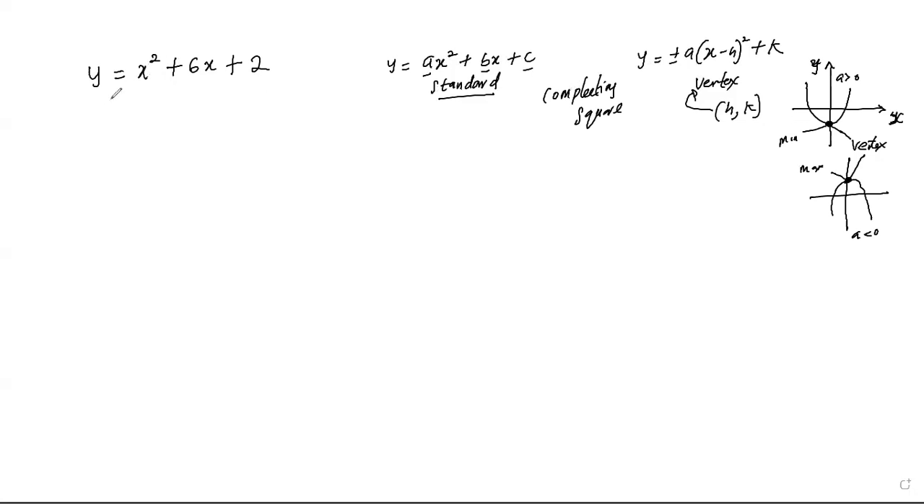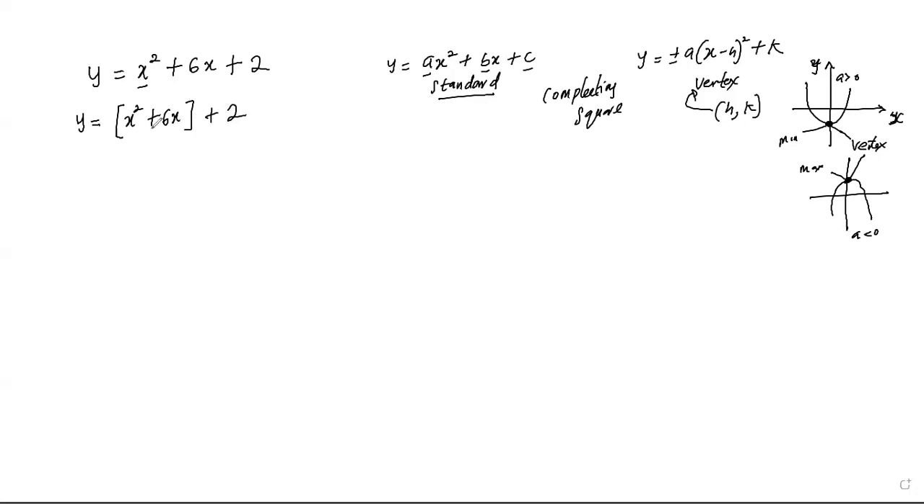So, solution. The first thing you want to do in transforming this equation to its vertex form is to factor out the coefficient of x squared. You see that the coefficient of x squared is just 1. Because it's 1, there is no need to factor out. We move to the next step. So we have y is equal to x squared plus 6x, then plus 2.